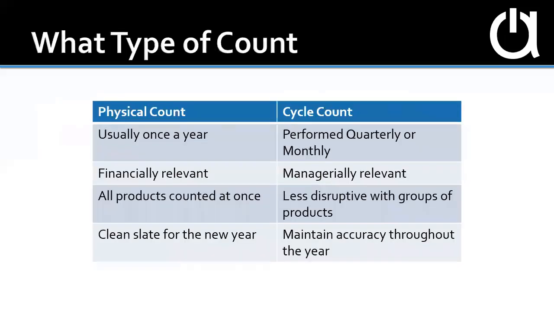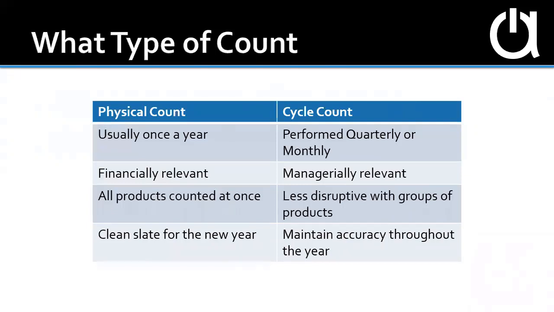All right, so once you determine why you're counting, that helps you determine what kind of count you need to do. So we're talking about two different main kinds. The first is a physical count. Both of these types should be done within the period of a year. A physical count is usually only performed once a year at the end of year, typically, while the cycle count can be done as often as weekly, but mostly it's done on a quarterly or monthly basis.